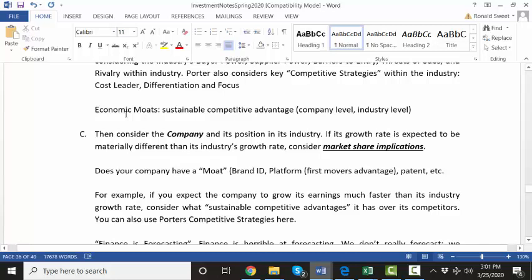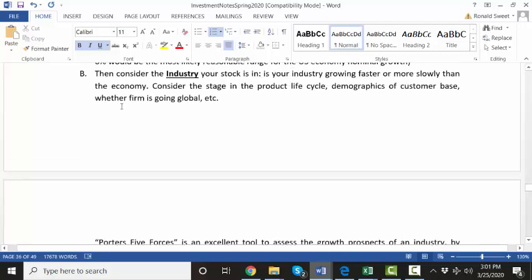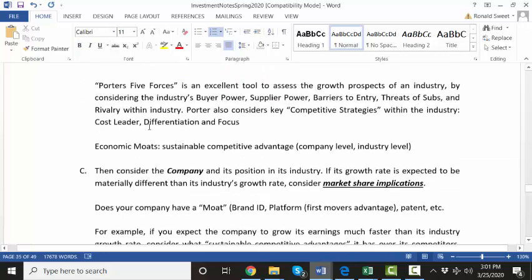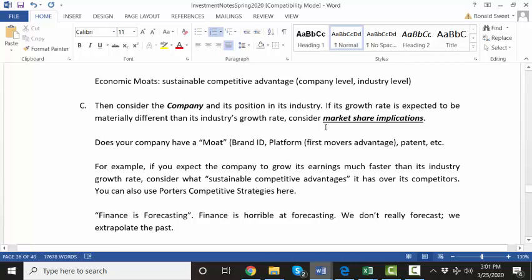So there are definitely a lot of concepts there that can influence what you think the growth of a company or an industry will be. And then you look at your individual company and you're asking, okay, if it's in an industry that's growing fast, maybe it's growing faster than the overall economy, then what are its market share implications? Is this company taking market share from other companies? Is it growing faster?